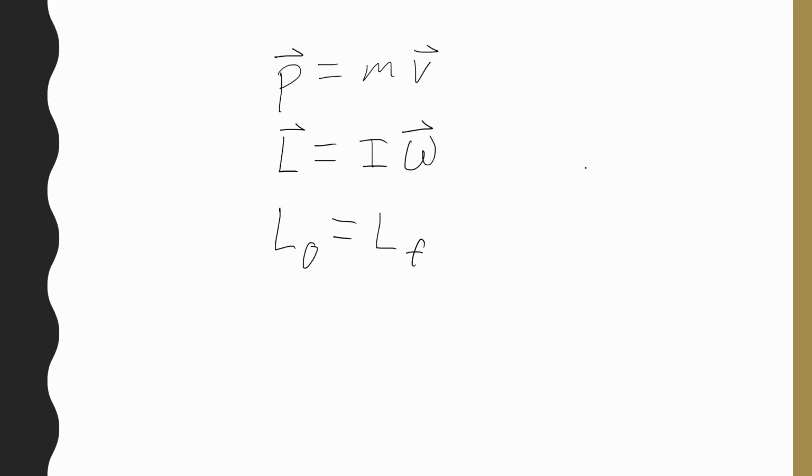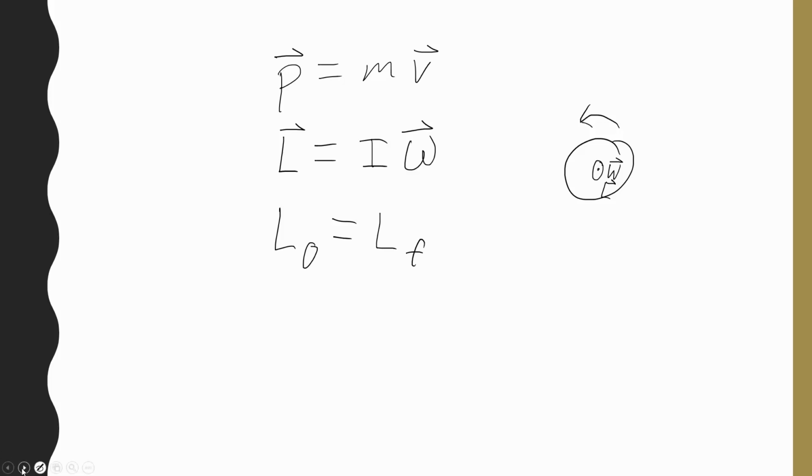So if we have a disk spinning in the plane of the screen here, and let's say it's spinning counterclockwise, then you'd wrap your fingers in that direction, and your thumb would be pointing out of the screen. That is sometimes denoted with a circle with a dot in it. So that would be the direction of your angular velocity vector, and it would also be the direction of your angular momentum vector.